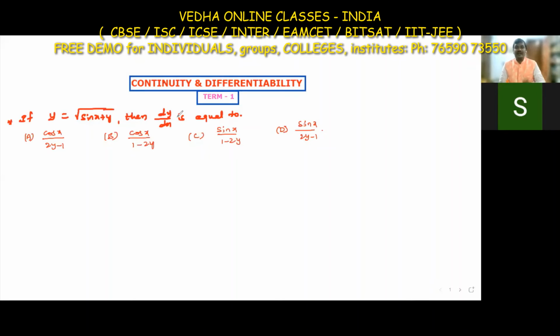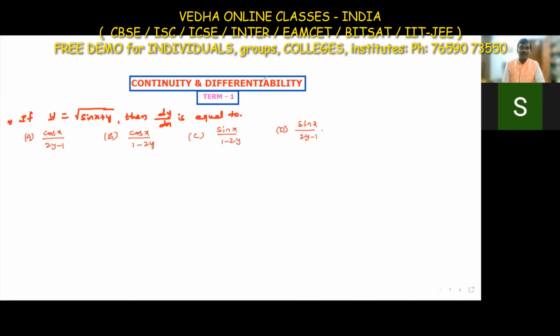In continuity and differentiability, these are the most important questions for term one. We are going to discuss MCQs now. If y equals the square root of sin x plus y, then dy by dx is equal to: cos x by 2y minus 1, cos x divided by 1 minus 2y, sin x divided by 1 minus 2y, or sin x divided by 2y minus 1.